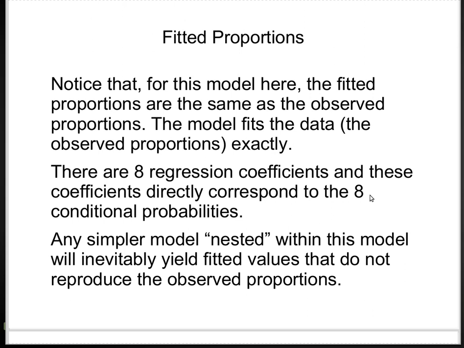Then it turns out, and we use this language a fair bit in epidemiology and biostatistics, any model that's nested within this model will inevitably yield fitted values that do not produce the observed proportions, at least not exactly. In other words, if we have fewer terms in a model than 8, then in principle we would not reproduce the observed proportions anymore.